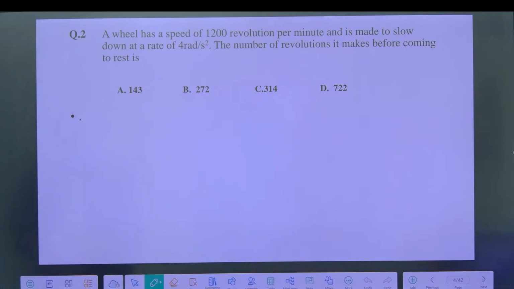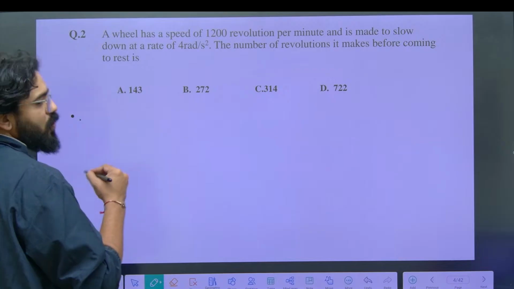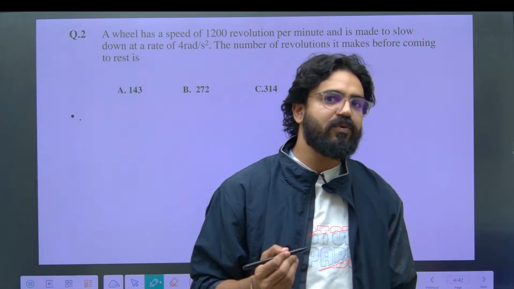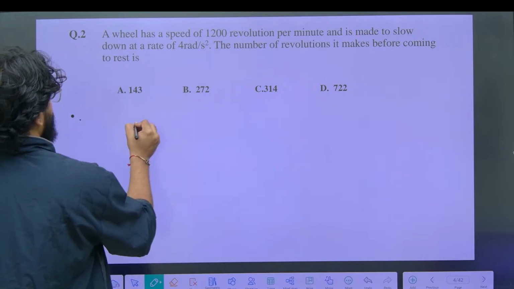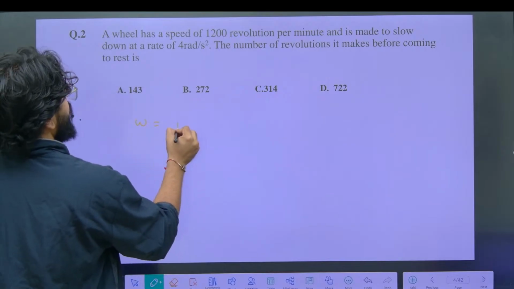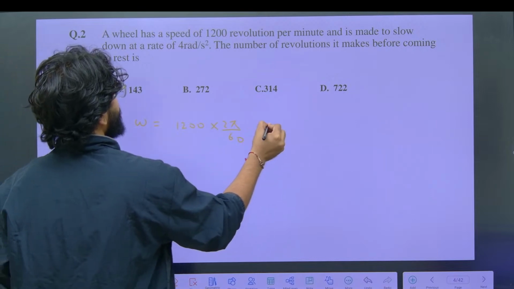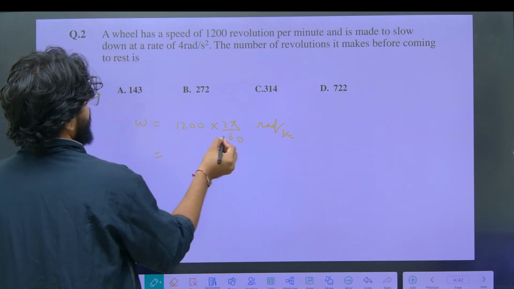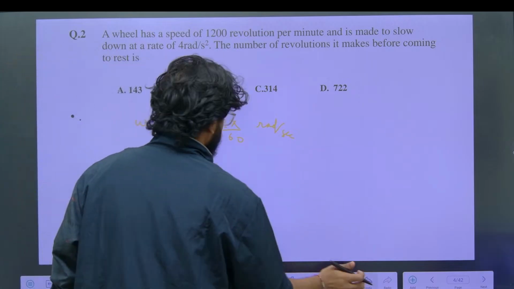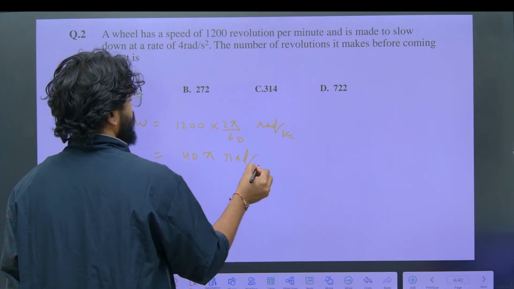A wheel has a speed of 1200 revolutions per minute. So that is RPM. So how do we convert it into the SI unit, which is radian per second? So can we write that omega will be 1200 into 2 pi by 60 radian per second? Yes or no? Correct. So it will be 40 pi radian per second.